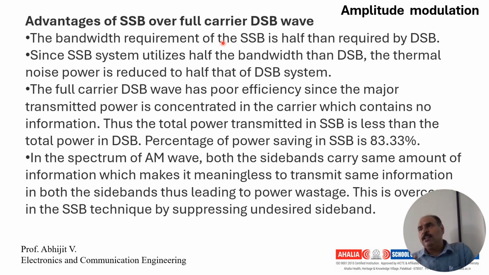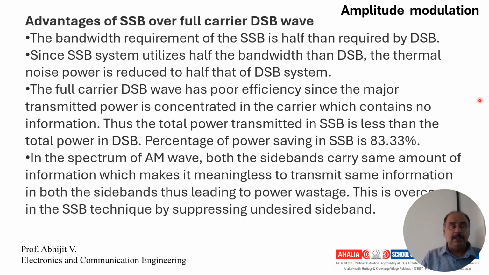You may get a question in your exam based on this, so you need to explain this in a very beautiful, interesting language, so that your evaluator feels to give you more marks. Since SSB system utilizes half the bandwidth than DSB, the thermal noise power is reduced to half that of double sideband systems. The full carrier DSB wave has poor efficiency since the major transmitted power is concentrated in the frequency of the carrier components, which contains no other information.